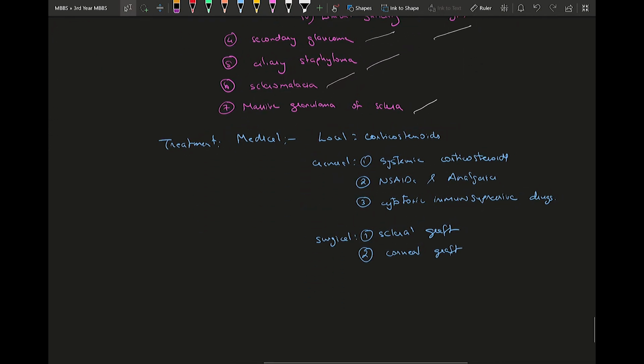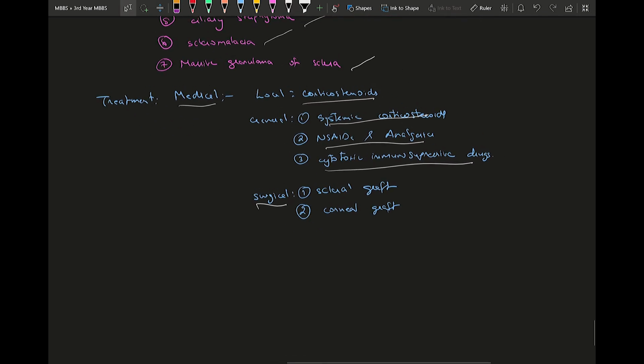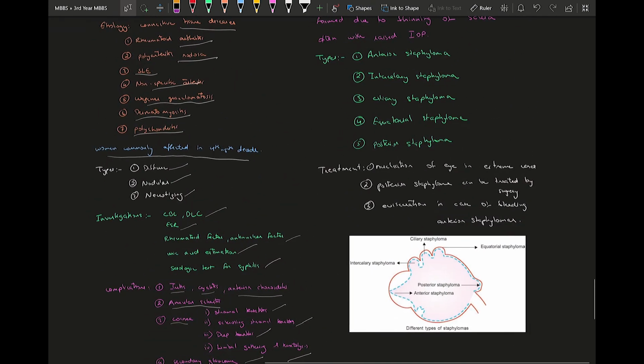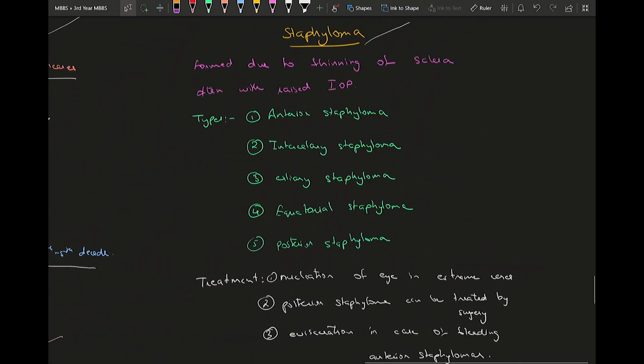So the treatments are medical and surgical management. Medical, again, corticosteroids. Then you can give systemic corticosteroids, NSAIDs, analgesics, and cytotoxic immunosuppressive drugs. Surgically, you can either do a scleral graft or a corneal graft based on the extent of damage and the areas which are damaged. The last topic for today will be staphyloma.